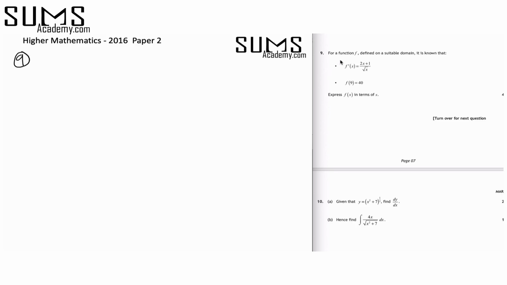So, question 9. For a function f defined in a suitable domain, it is known that f dash x is equal to 2x plus 1 over root x, and we know that f of 9 is equal to 40. So express f of x in terms of x. Basically they've given us the derived form, and they're asking us to give us the original form. To go back from a derived form, we have to do the opposite of differentiation, which is integrate. So it's actually an integration question here.